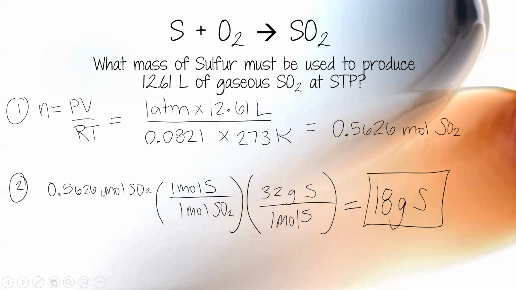All right, and then step 2, I took my mole number that I solved for, and now I'm doing mole to mass stoichiometry. So I multiply by the mole ratio, 1 over 1, because each coefficient was just 1, my unknown S over my known. And then I multiply by the molar mass of S. S is not diatomic, so S is 32 grams. So I took 0.5626 times 1, divided by 1, times 32, divided by 1, and I get 18 grams of sulfur. I went from liters of sulfur dioxide to grams of sulfur, volume to mass stoichiometry.